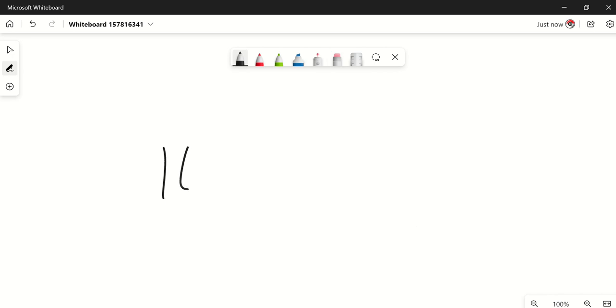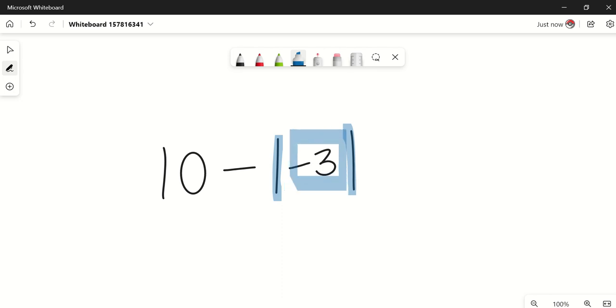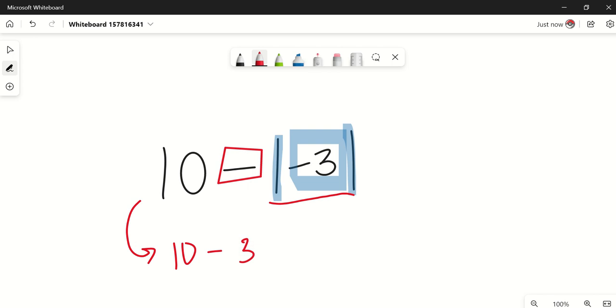Now, let's say I have 10 minus the absolute value of negative 3. We are only looking for what's inside of the absolute value. This negative here is going to stay by itself. So I can start rewriting this: 10 minus, and then whatever the absolute value of negative 3 is, which will be 3. So this becomes 10 minus 3, which will equal 7. And 7 will be my answer.